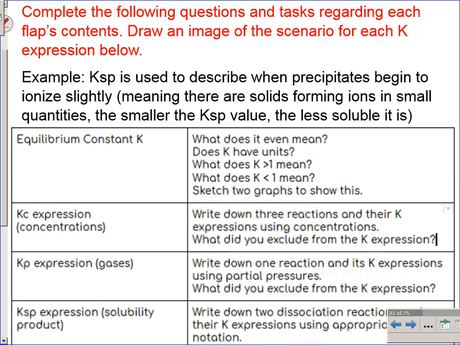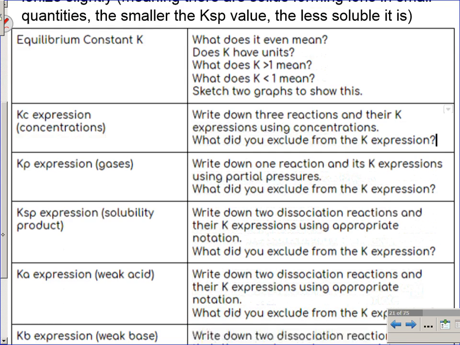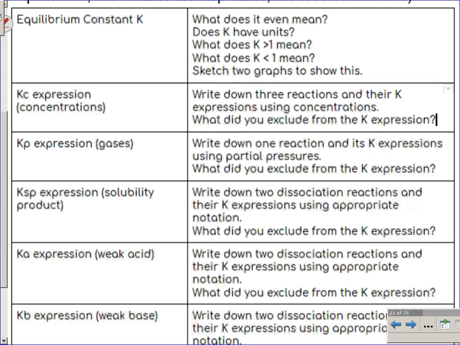So what you'll notice is, there's a lot of reactions out in the world, right? We've got solution-based reactions. We've got gaseous-based reactions. We've got acid and base reactions. So we sometimes designate just a little letter next to K to say, hey, this is the style of reaction I'm talking about. So there's Kc, Kp, Ksp, Ka, and Kb. Those are all just equilibrium constants.